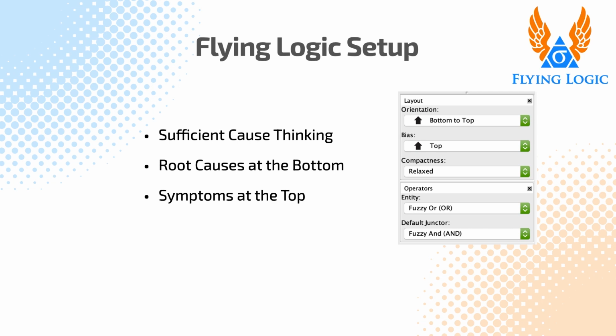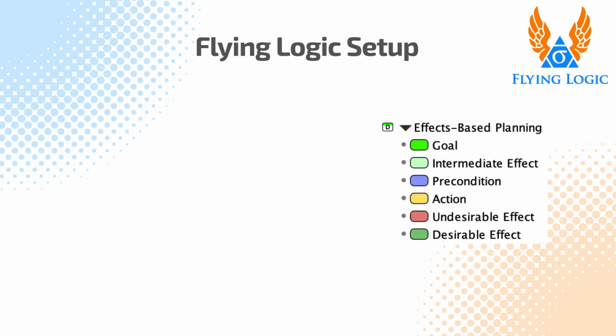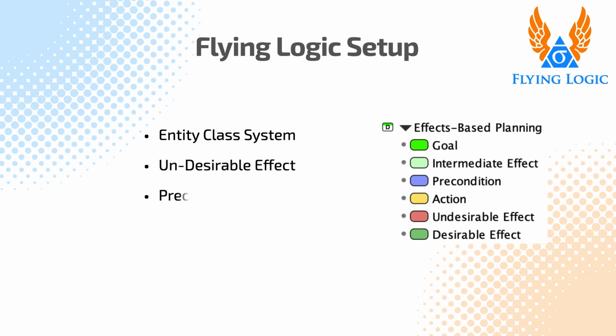Current reality trees are created using the entity classes in the built-in effects-based planning domain, and primarily use the following classes: undesirable effect, precondition, and intermediate effect. Current reality trees are most often used to pinpoint problems, but can also be used to identify core strengths, in which case the desirable effect class can also be used.